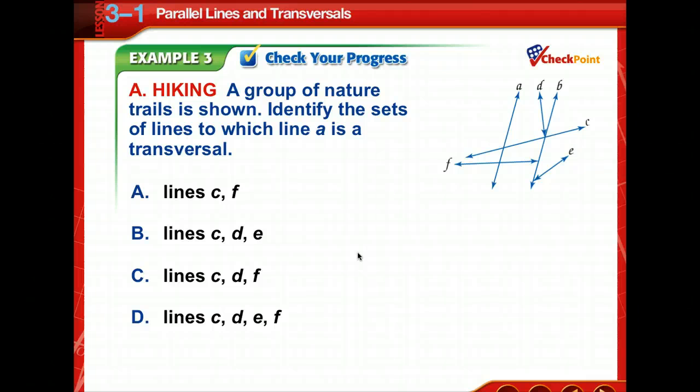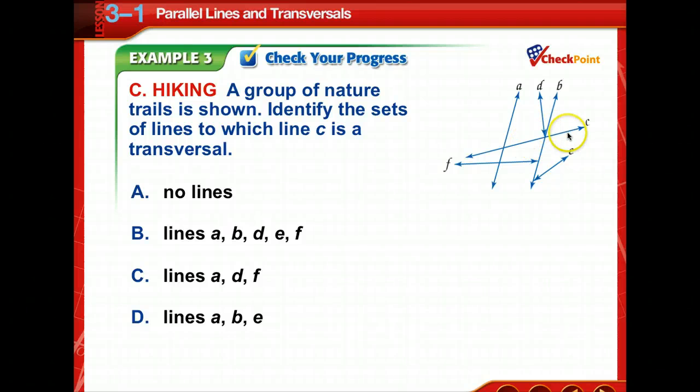A group of nature trails is shown. Identify the sets of lines to which line A is a transversal. Well, A is a transversal to C, D, E, and F. It's parallel to B, so it's not a transversal to B. How about the sets of lines to which B is a transversal? Very good. C, D, E, and F. It's not A because A is where it's parallel. Very good.